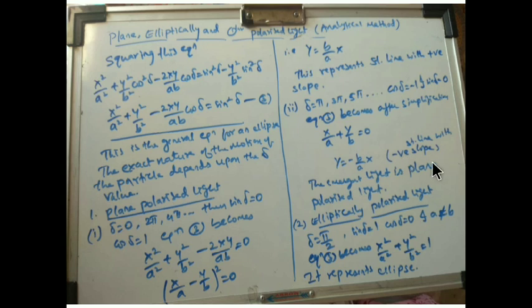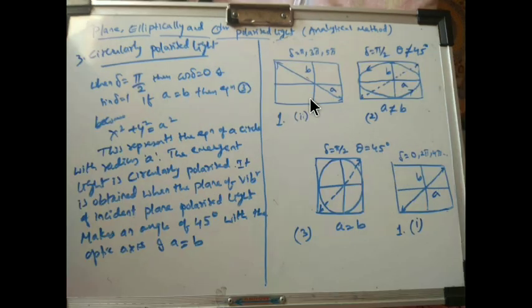So now the emergent light will be the plane polarized light with its plane as it is shown in this one. This is the second case. Again b by a is there but with the negative slope. This one is for the positive slope. This is a negative slope. This is the first case and this is the second case about this plane polarized light.